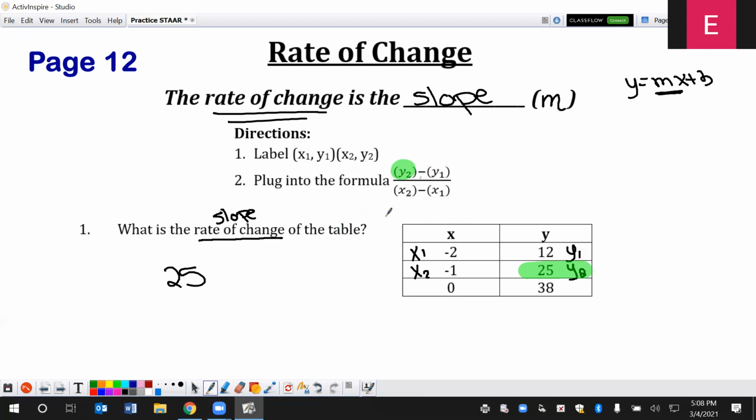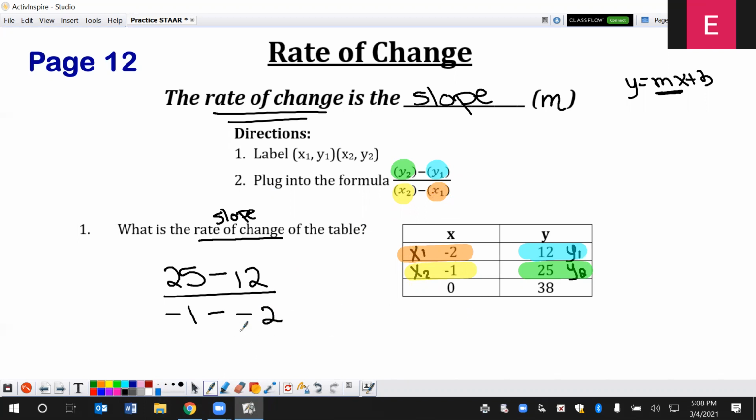And there's a minus in between. And now I'm taking y1. Here's y1, 12. There's a line underneath, division. And then on the bottom, I have x2, which is -1, minus x1, which is this one, -2.